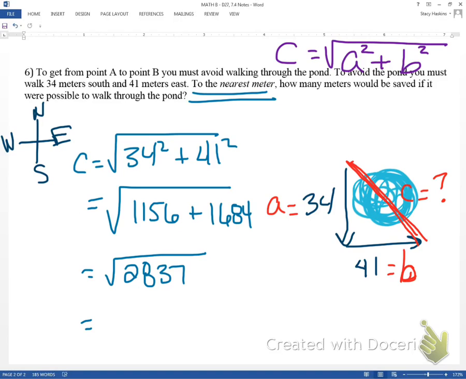I have 53.2634, yada, yada, yada. 53 is what it rounds to. So 53 what? Meters.